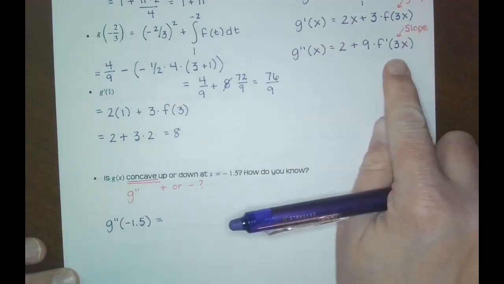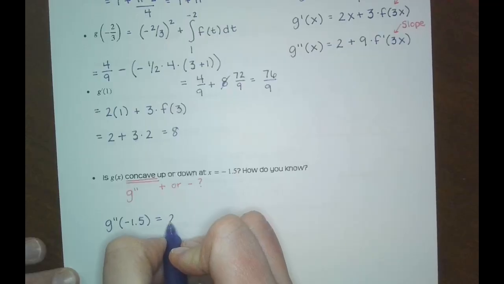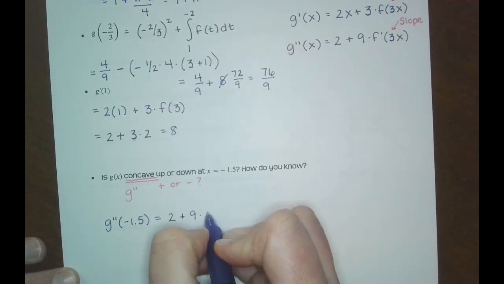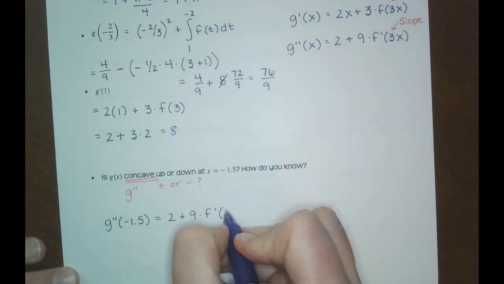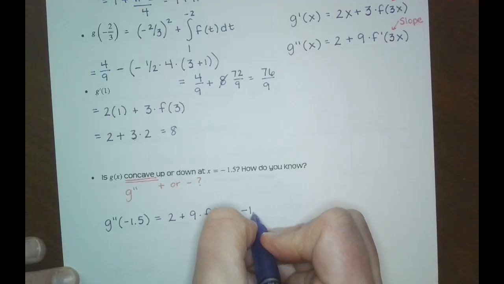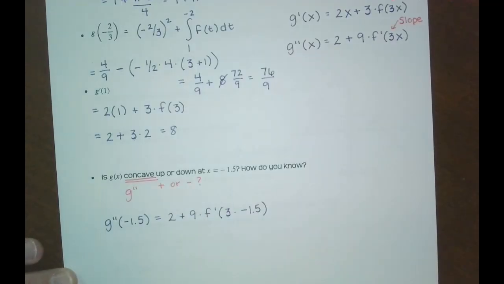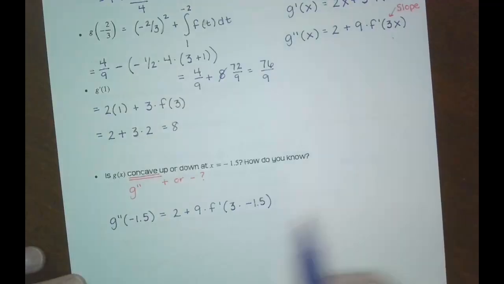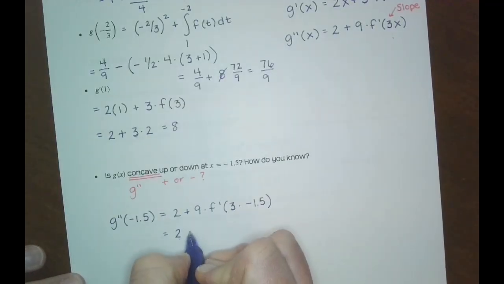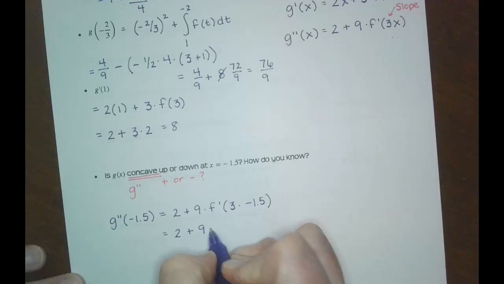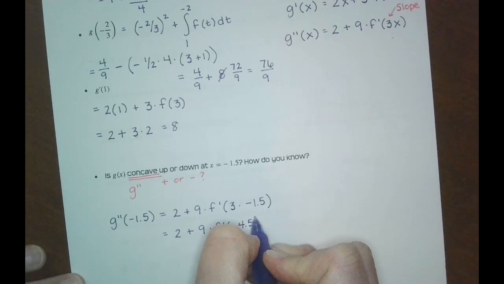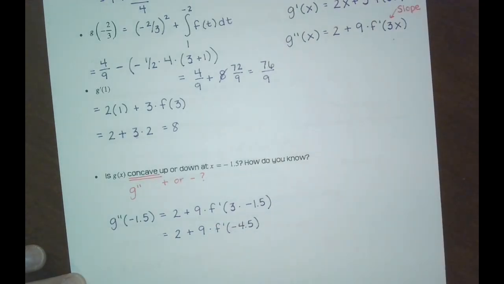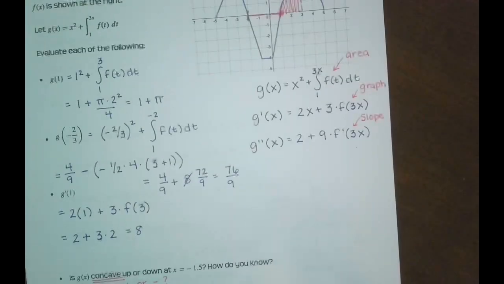which, if I'm using my key here, would be 2 plus 9 times f prime of, so this is 3 times negative 1.5. I guess I could have written that out for you, but wanted you to see what I was doing there. So that's 2 plus 9 times f prime of negative 4.5. F prime is talking about a slope, right? So I need to look on my graph at negative 4.5 and decide what my slope is.